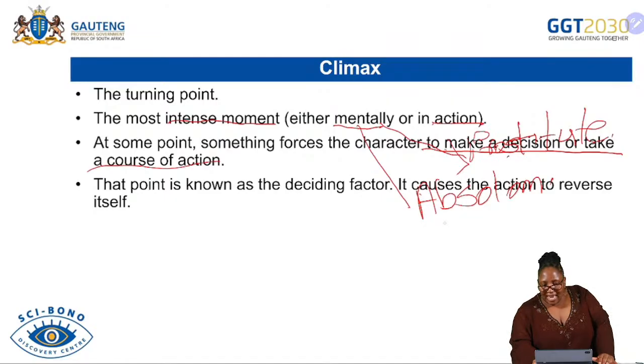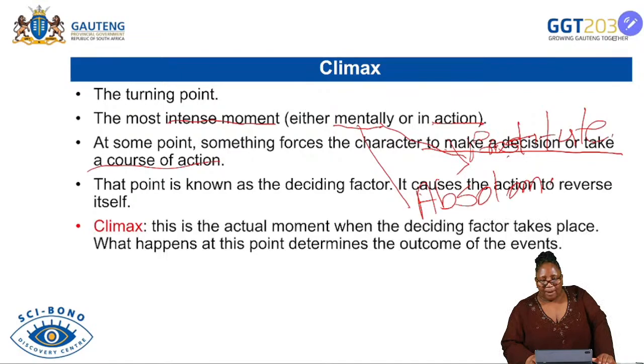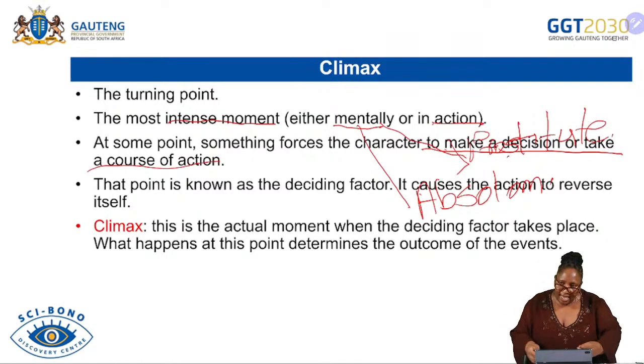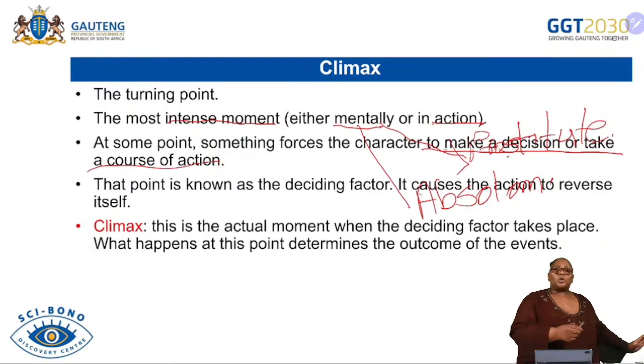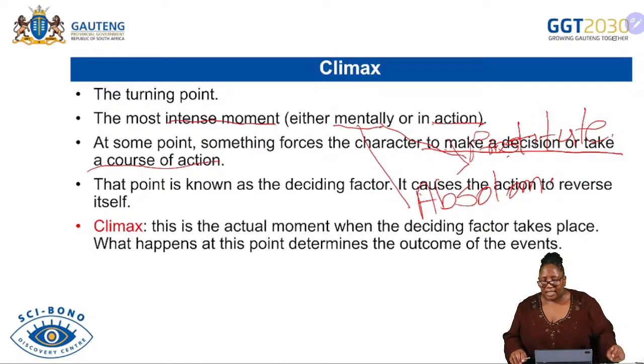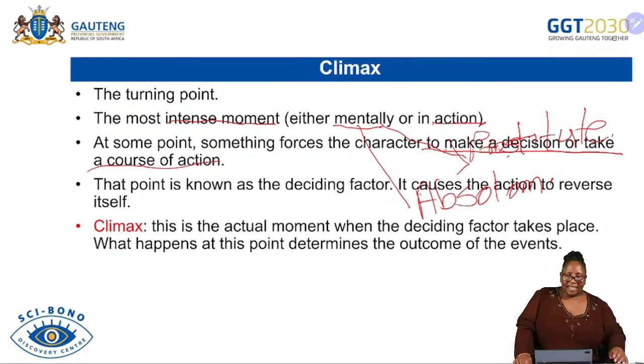He is in pain about his son. He's in pain about his sister. But now he makes a decision. I'm going to take my nephew from my sister, or I'm going to take my sister and my nephew back home to Ndochene. She has suffered a lot in Johannesburg and she needs to change and come and relax at home. It is at that actual moment when the deciding factor takes place. What happens at this point determines the outcome of the events.